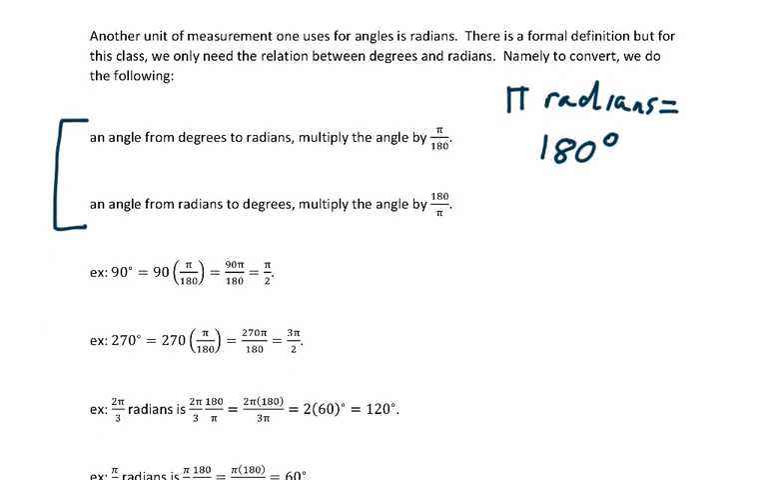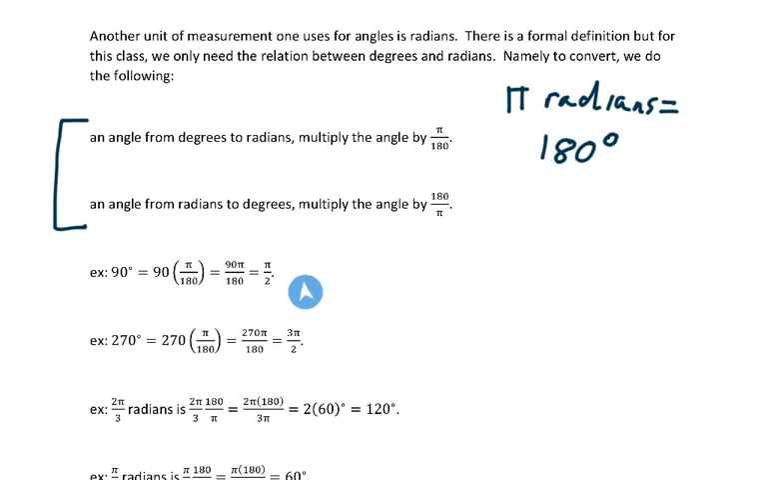So as a quick example, 90 degrees, okay, how do we get that into radians? We're going to multiply by pi over 180. So what we get is 90 pi over 180. Well, 90 over 180 is the same as 1 over 2. So this becomes pi over 2 radians.